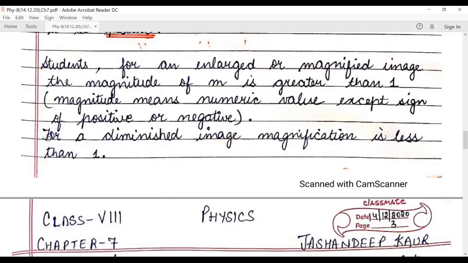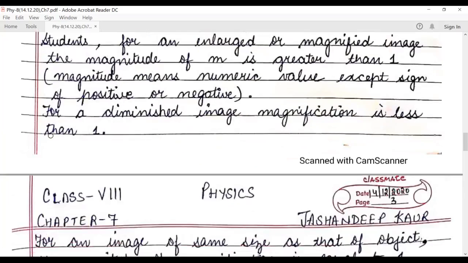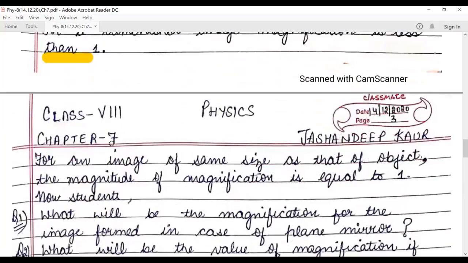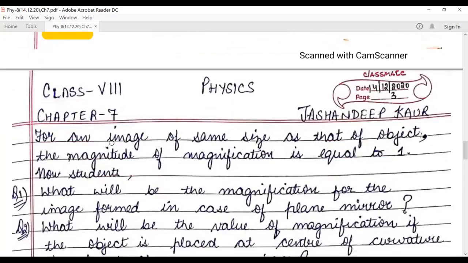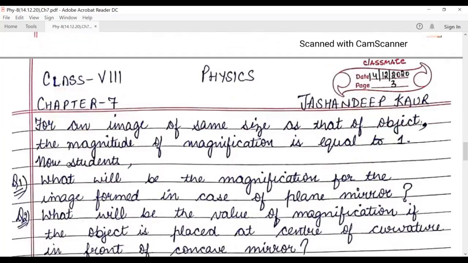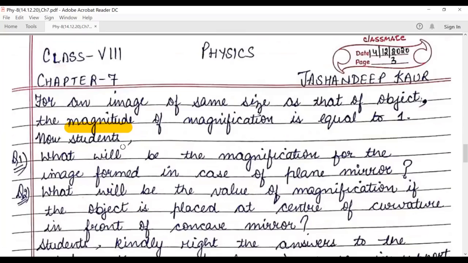Similarly, for a diminished image, the magnitude of magnification is less than 1. And for an image of the same size as that of the object, the magnitude of magnification is equal to 1. Now students, I want to discuss 2 questions with you, and listen carefully.